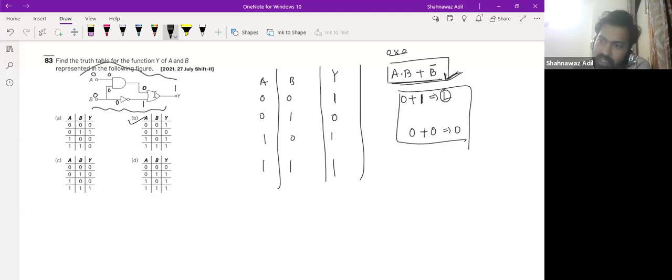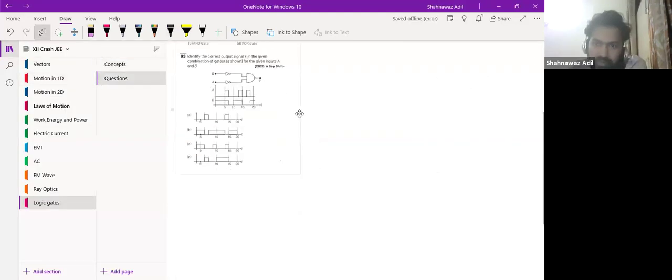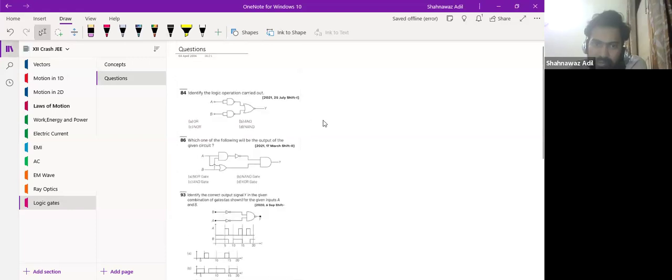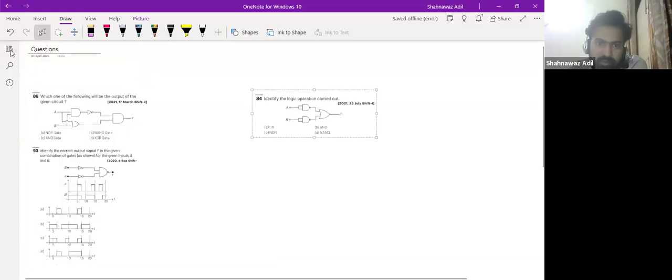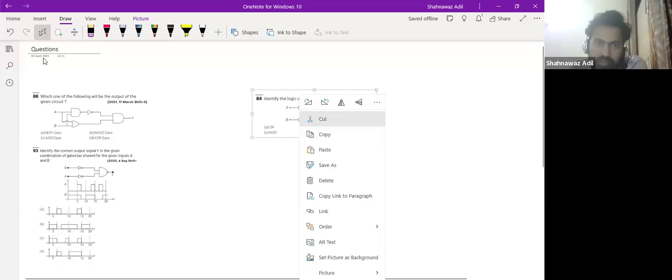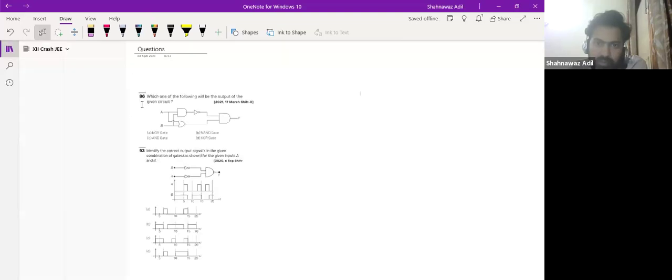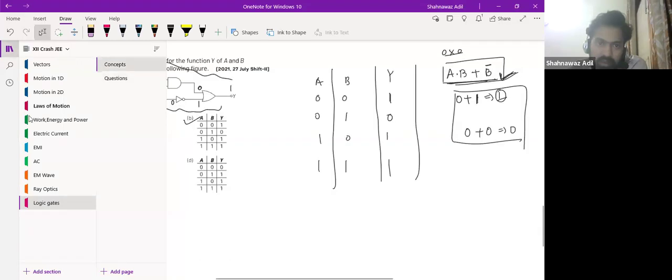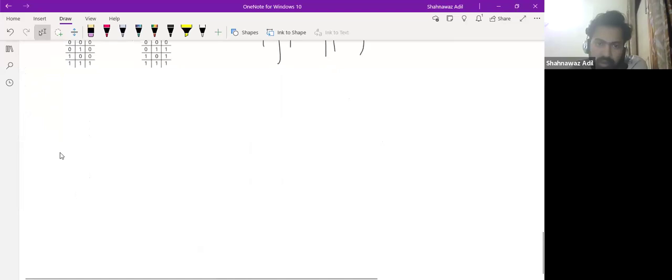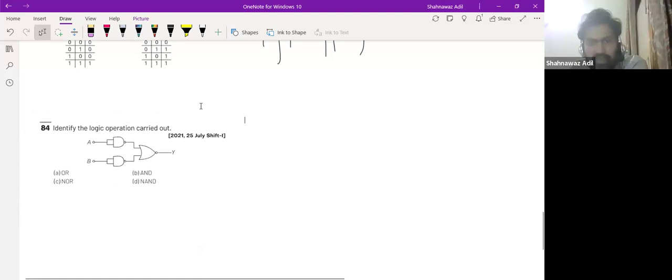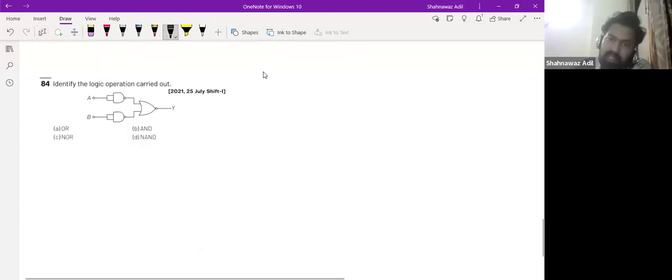Is it clear, guys? Is this one clear? Questions more, and then we'll talk about the optics. But yeah, let's do this. So we have this question, and we have to find out what this logic gate is. So please solve this one and tell me the answer. Everybody solve this thing and tell me the answer that you guys are getting.